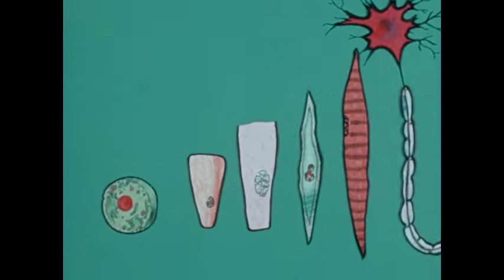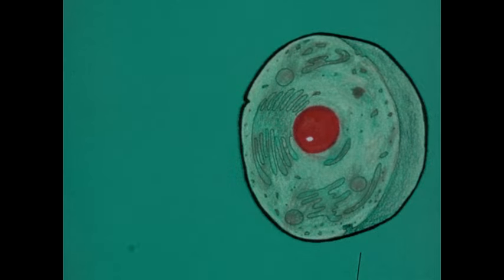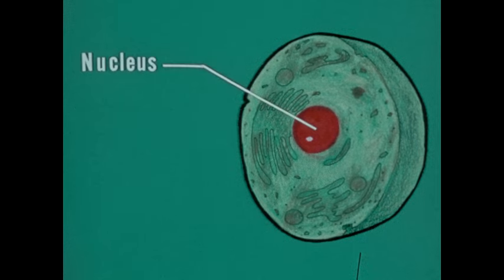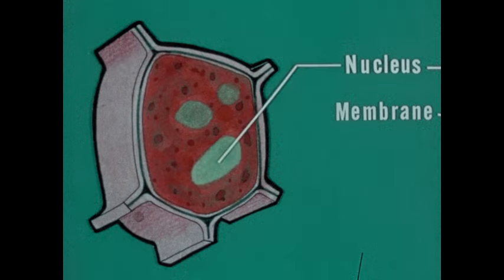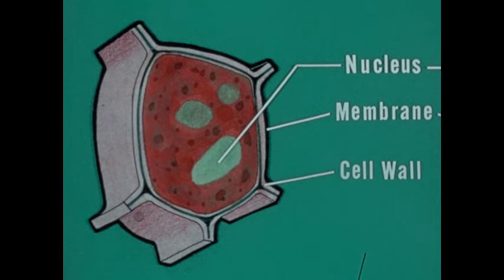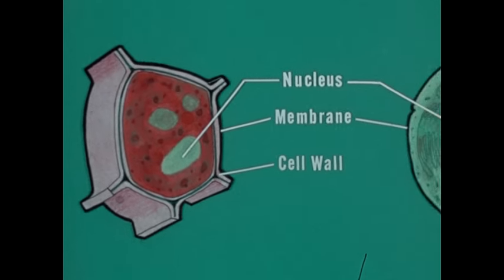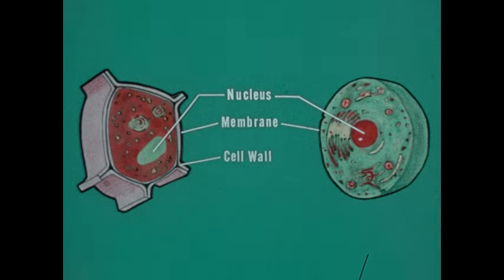Now, in some ways, every animal cell is alike. Every animal cell has a kind of control center called a nucleus and an outer covering called a membrane. A plant cell also has a nucleus and a membrane. But outside the membrane, it has another covering called a cell wall. And in every cell, both plant and animal, there are several smaller parts.